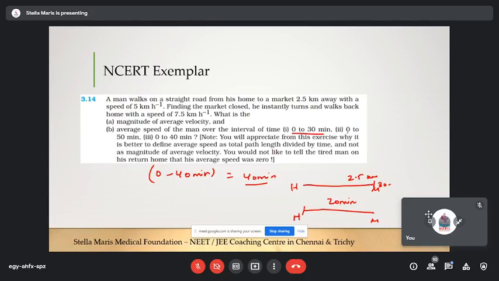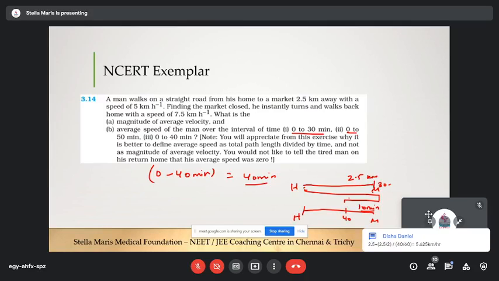They're asking for the time interval 0 to 40. So 0 to 30 plus from 30 to 40. This is the motion. You understand? They're asking 0 to 30 and from 30 to 40. So for the return journey, only 10 minutes. You understand the concept of what they're asking? Very good. I think Disha has given the answer.